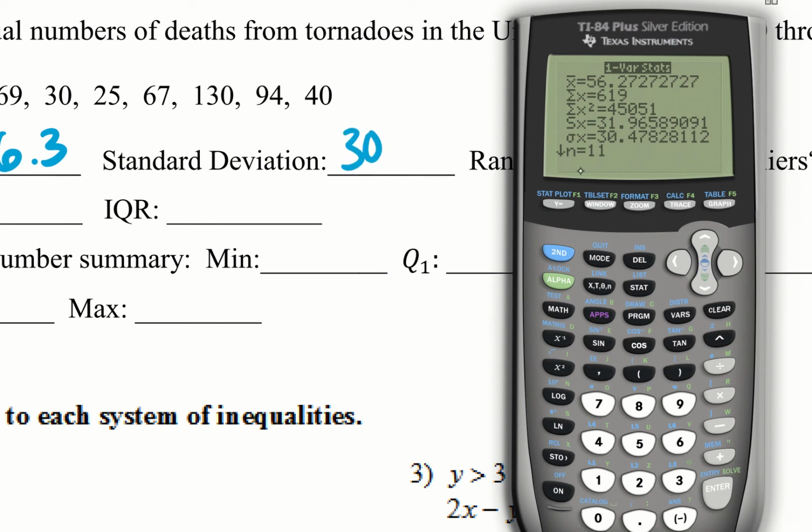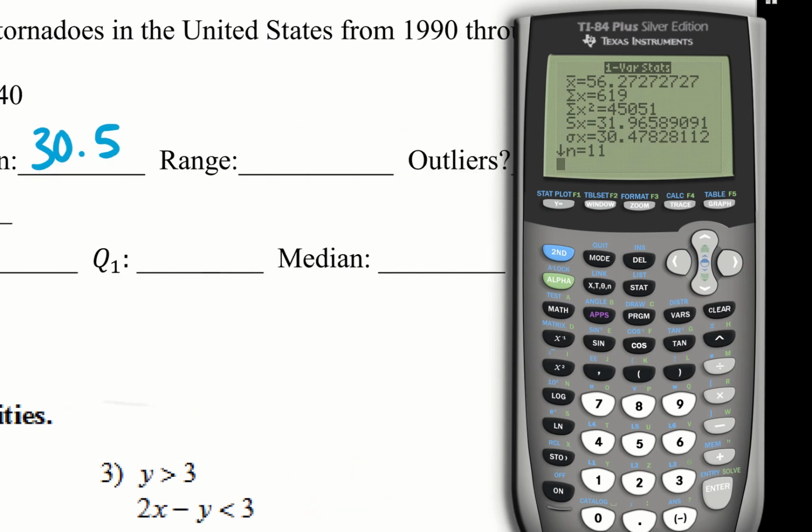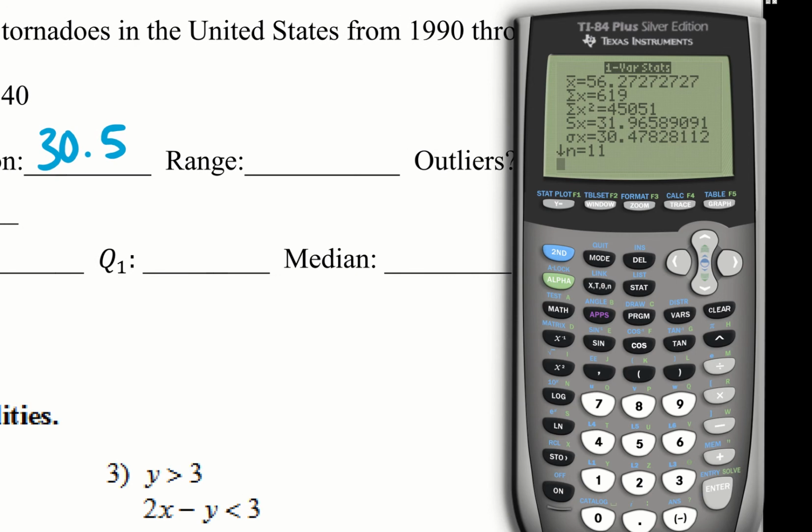We've got 30.5. The range of the data is the difference between the maximum value in our data set and the minimum. If I hit the down arrow here a few times, I can go down to where my 5-number summary is, and I can see both the max and the min. The max is 130, the min is 25, so 130 minus 25 gives me the difference of 105. So the range of this data is 105, which is nothing more than 130 minus 25.